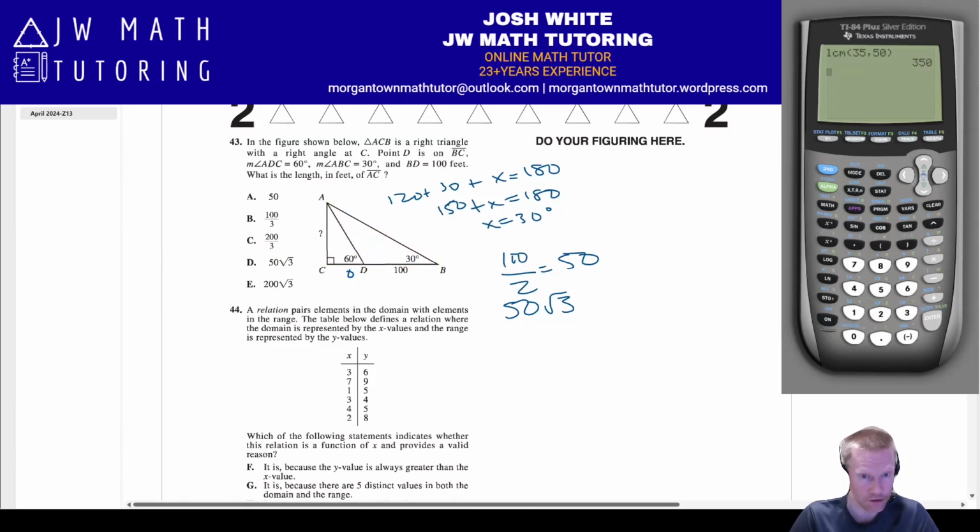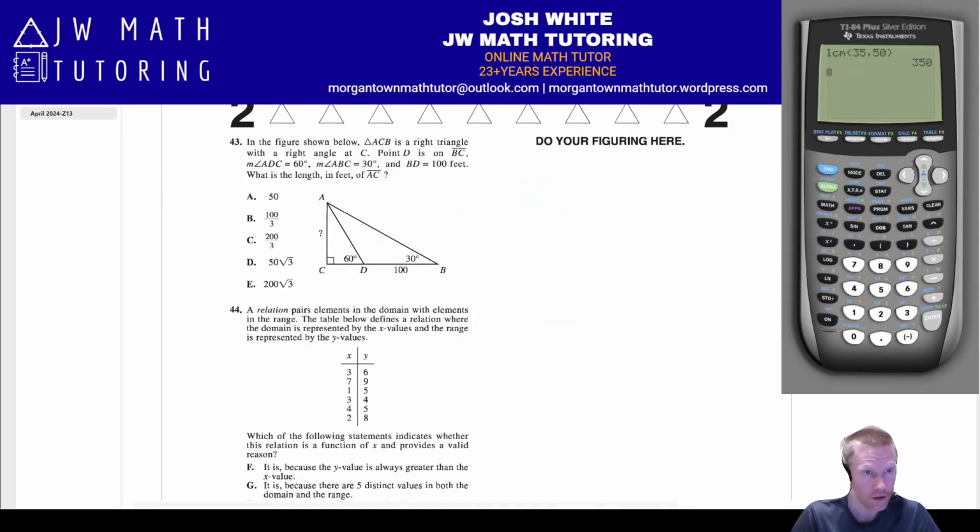So let me just clear all this stuff out. An alternate way you could do this is you could define this to be x. Okay, and then what you could do is say that this whole side here is now just going to be 100 plus x. Doesn't matter which order you put them in.